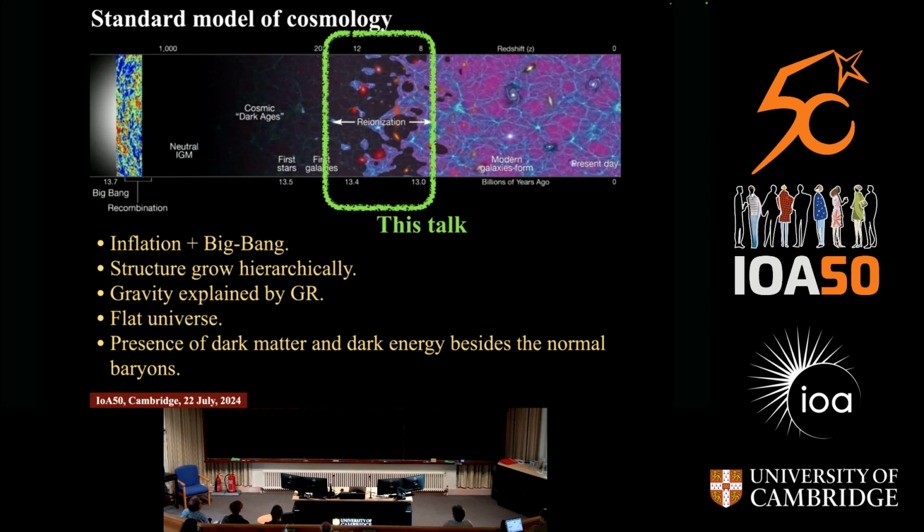CMB-S4. So in this talk, I'm going to focus on this window, which is redshift between 8 and something around 12, where our universe went through this period called cosmic reionization. So I will mention how to use the cosmic microwave background to study this reionization process.